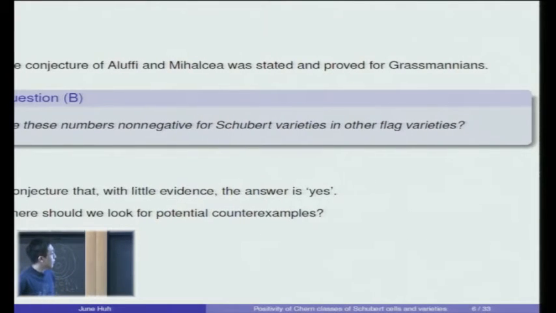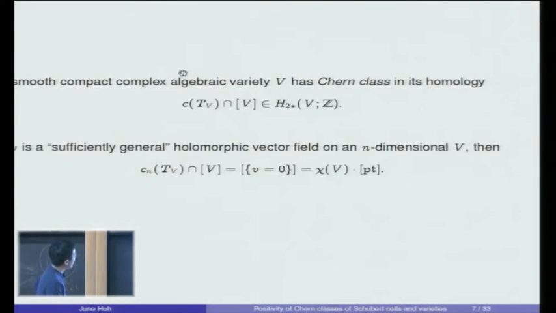But if we want to look for counterexamples, then I'll try to point out where we should look for potential counterexamples. In other words, what kind of special properties are used for the proof of this non-negativity in the Grassmannian case. So I'm going to start by recalling some very basic properties of the story of Chern classes.